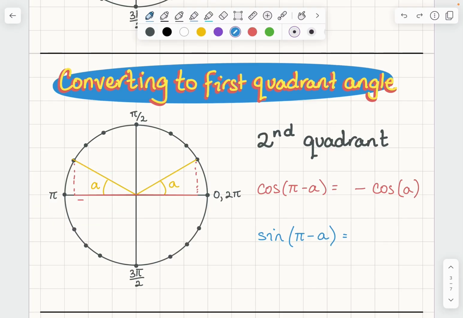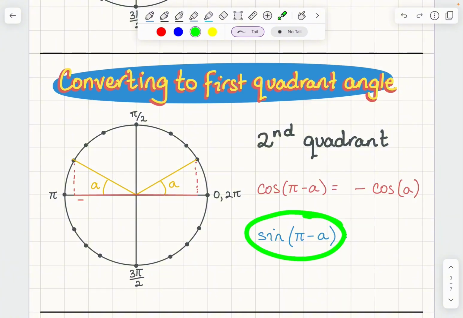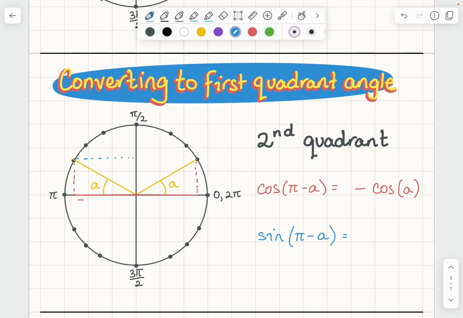Let's look at sine. Remember that we're looking at this angle here. We're representing it as sine of pi minus A. And sine is always a projection onto the y-axis. And I can see that that is a positive value. So when I reflect my A angle over into the first quadrant, I project it onto the y-axis and I get a positive. So I don't need to introduce any negative. The first quadrant gives me a positive value and I wanted a positive value.